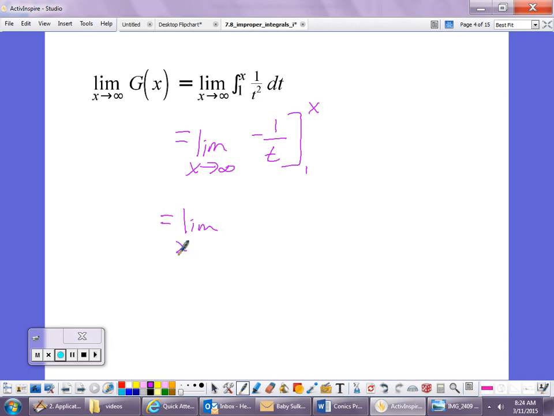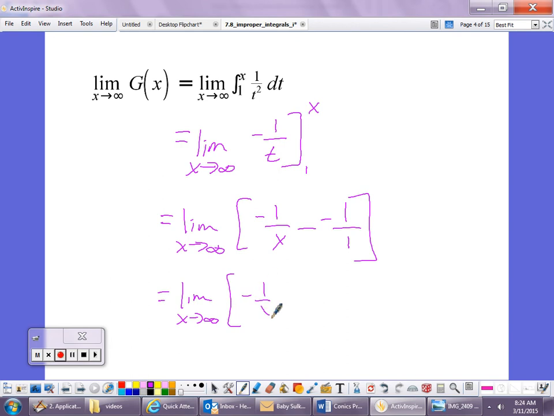Okay, so what can I do then? Well, that's the limit as x goes to infinity. Just pretend you had a number here. If that was 5, what would you do? You'd say negative 1 over whatever this number is, so I'll just put x, minus negative 1 over 1. That's how we evaluate definite integrals. Okay, what's going to happen here? Let's clean this up a little bit: the limit as x goes to infinity of negative 1 over x plus 1.